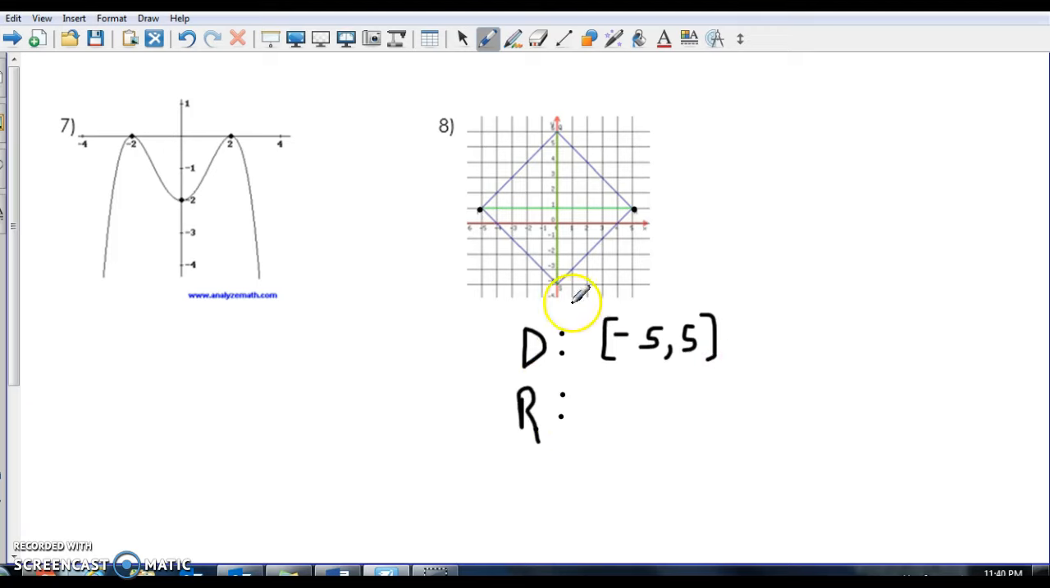Then for the range, my smallest y value is negative 4, and it includes it. And then my biggest y value is 6. So I'm going to have a comma 6. I'm going to put a bracket around that because it includes the 6 too.